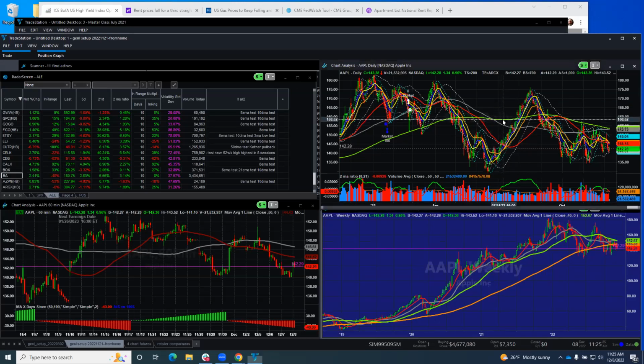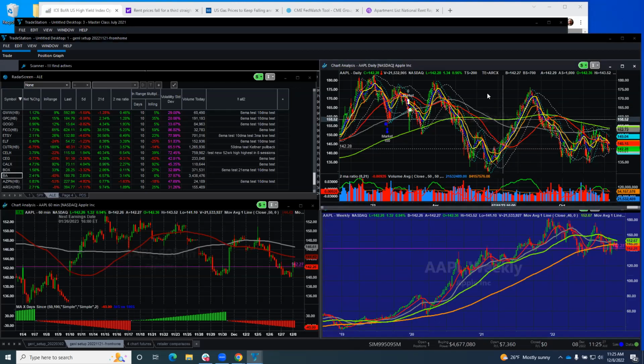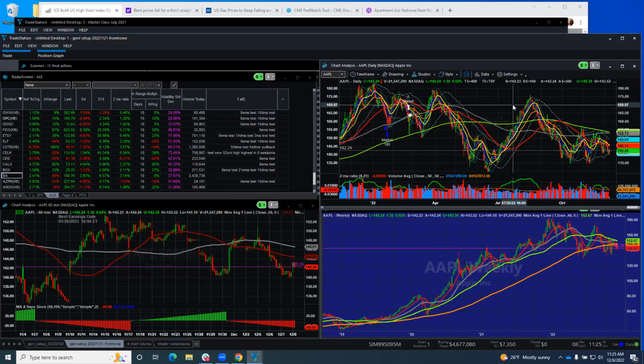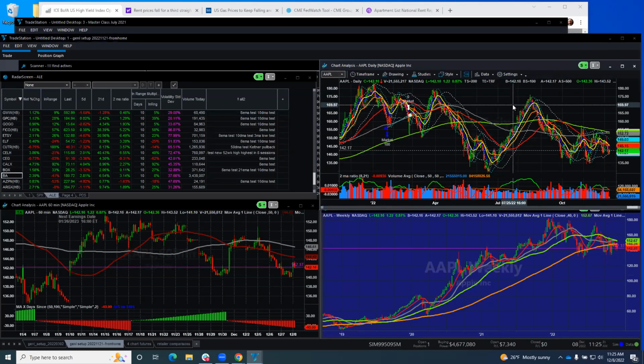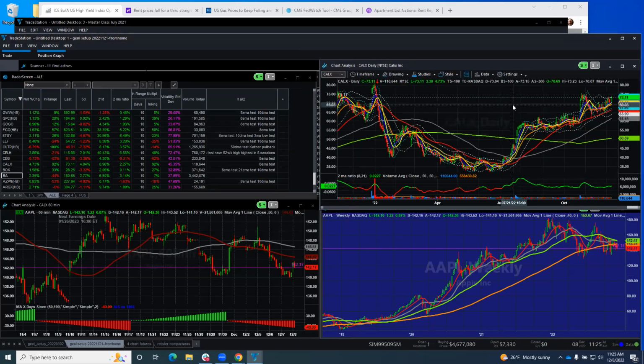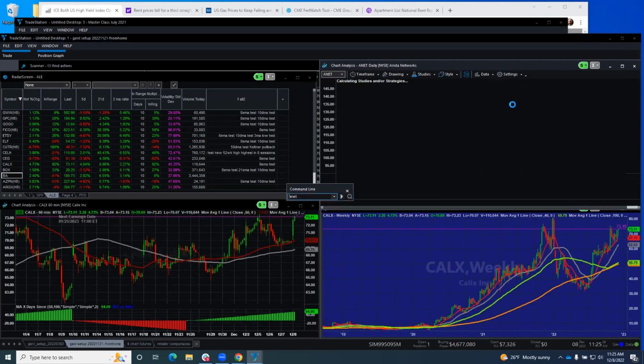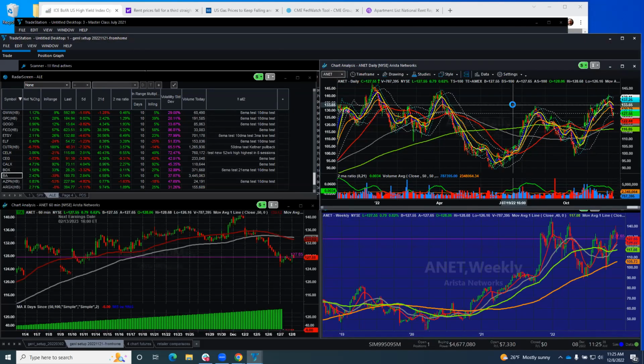Here's the green line on my chart. Look at Apple. Here it is. It's under the 200-day. And now let's look at CALX. Look at ANET. These stocks are above the 200-day moving average, and the 50-day is above the 200-day moving average. So I wanted to mention that.